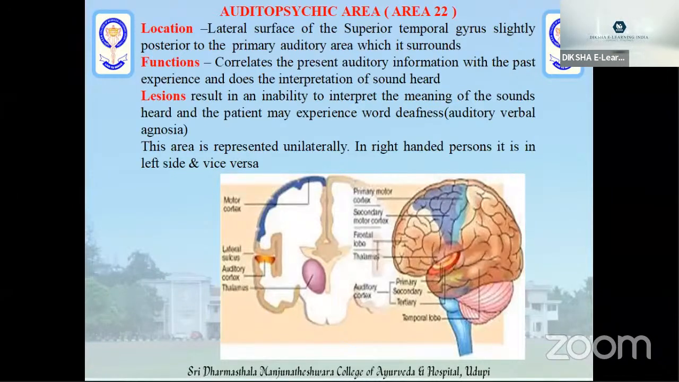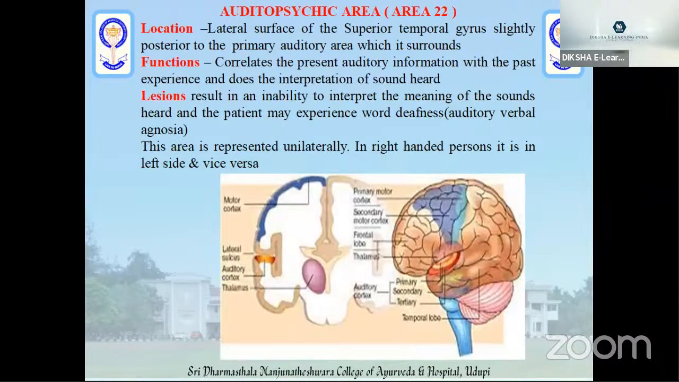The name itself indicates that it correlates the present auditory information with past experience and interprets the sound which is heard. For example, if I say A, that word will be stored in the auditopsychic area, and whenever you hear the word A a second time, it can recognize it. This is A. That is the function of the auditopsychic area.